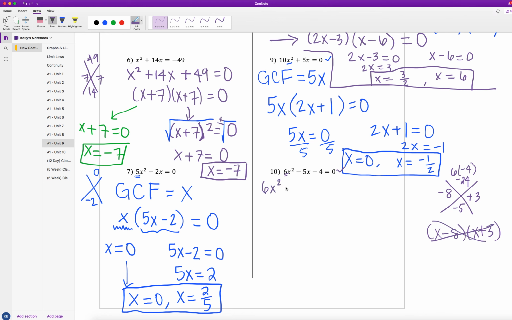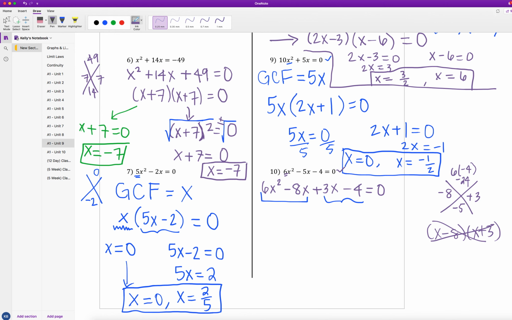So 6x squared will stay the same. Negative 5x is going to get rewritten as negative 8x plus 3x. Then I still have minus 4 equals 0. So we've just rewritten that middle term using the two numbers that we got from our x games. From here, I can factor by grouping. So I'll group the first two terms together.